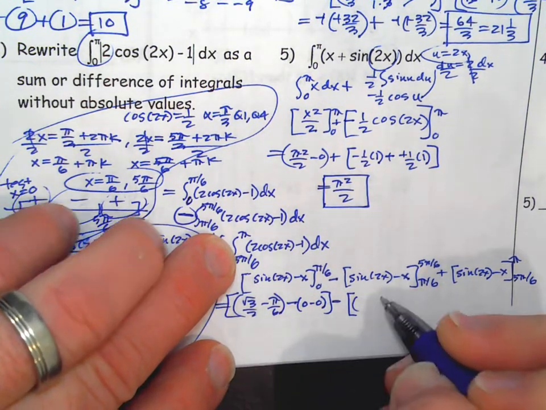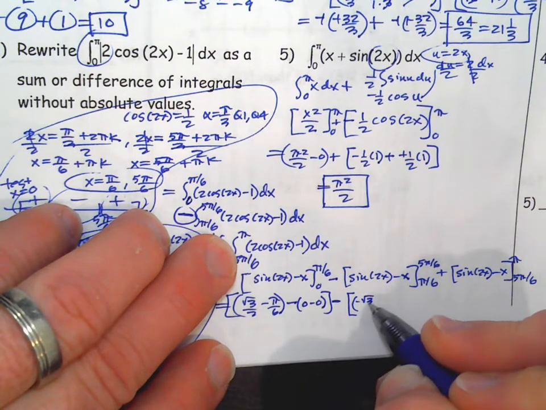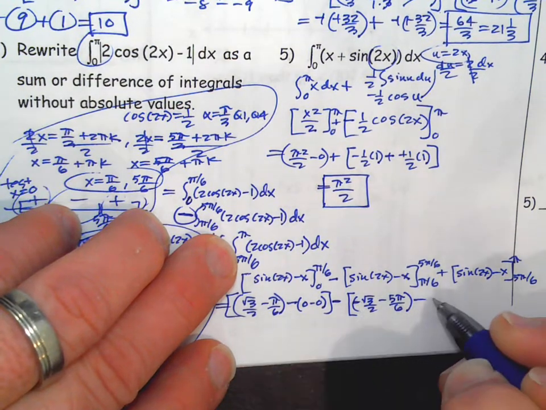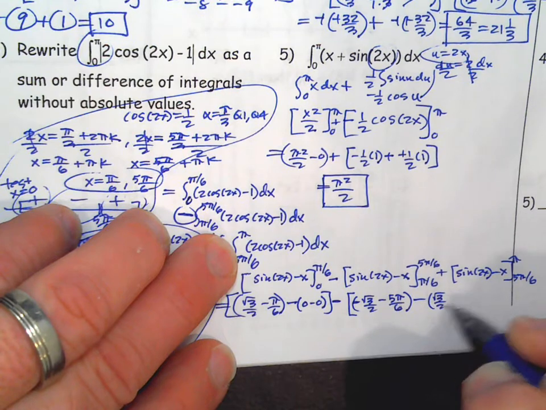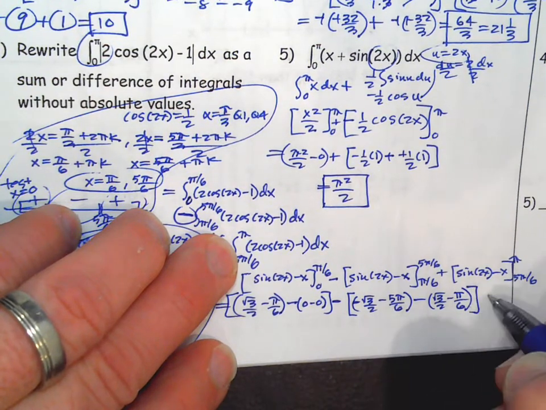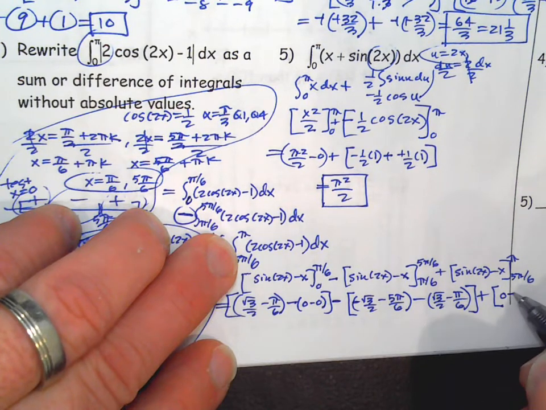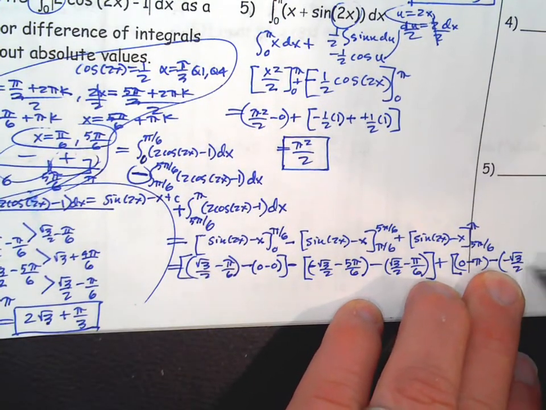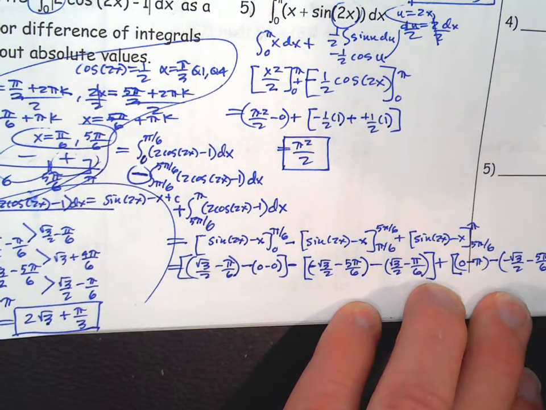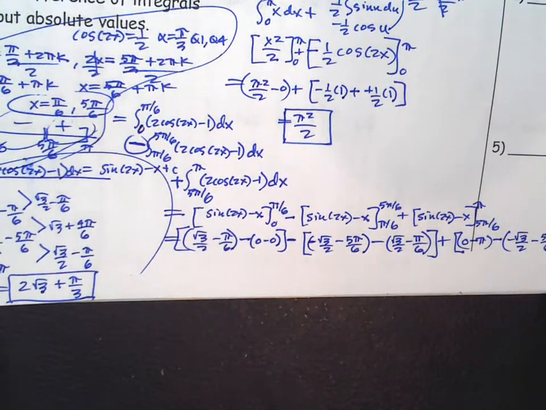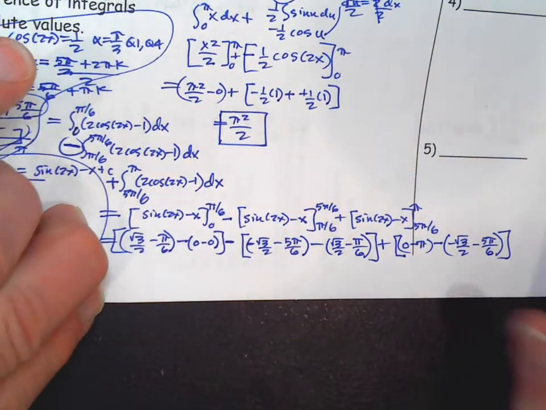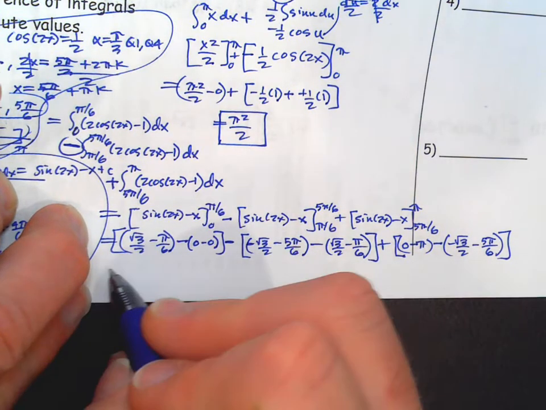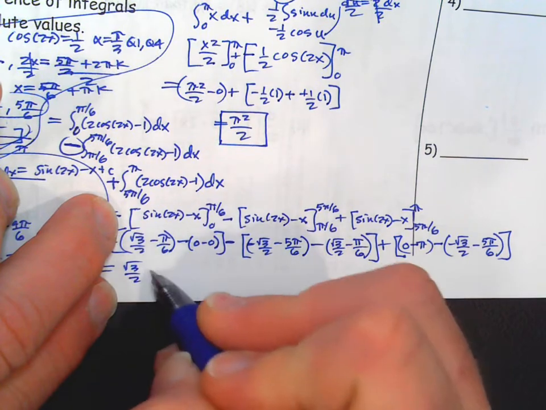Minus sine of 10 pi over 6 is going to be negative root 3 over 2 minus 5 pi over 6, minus sine of this is going to be root 3 over 2 minus pi over 6, plus sine of 2 pi is 0 minus pi, minus sine of 10 pi over 6 is negative root 3 over 2 minus 5 pi over 6. Oh my goodness. That's horrible. I mean, you gotta be very careful. Oh my gosh. Okay. So what we got? We got root 3 over 2 minus pi over 6.